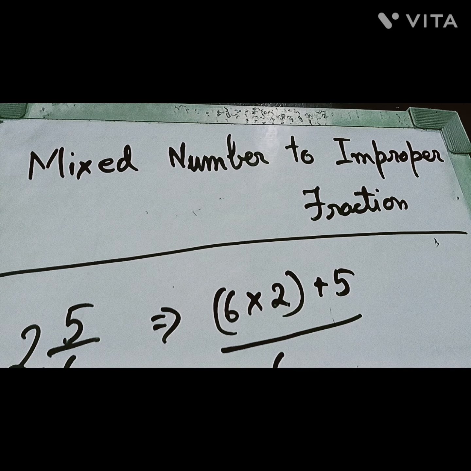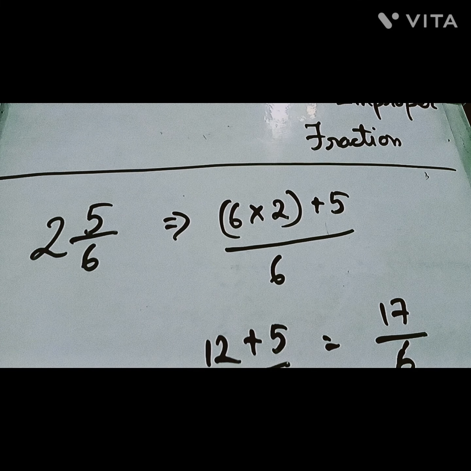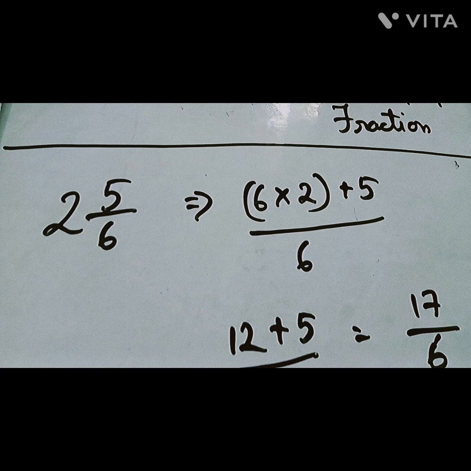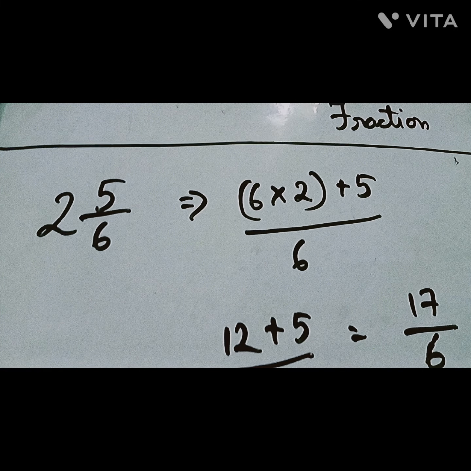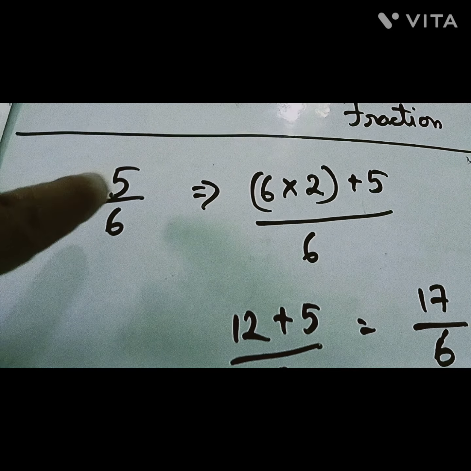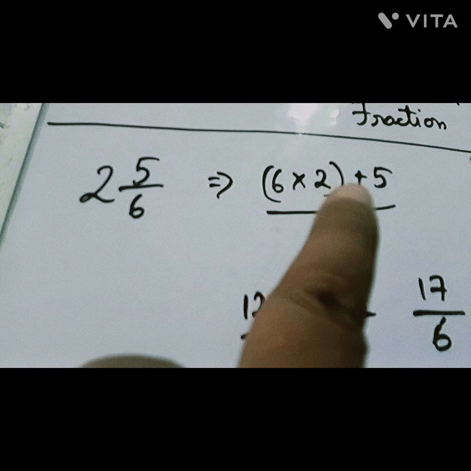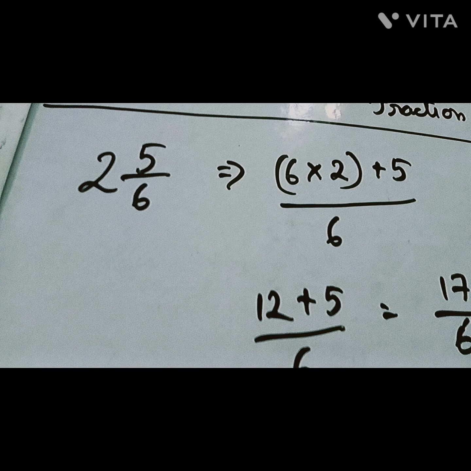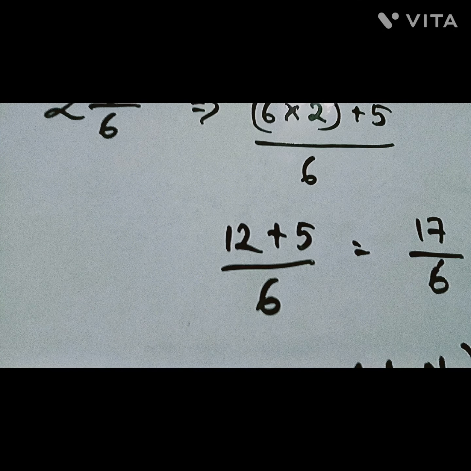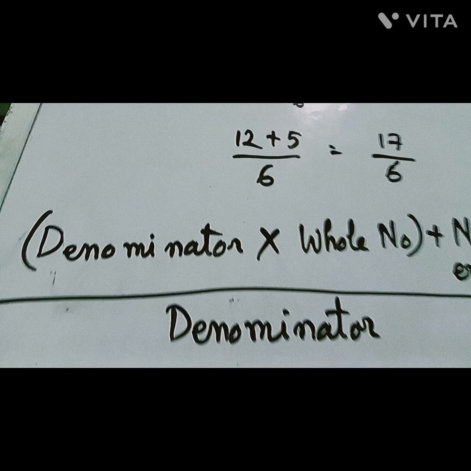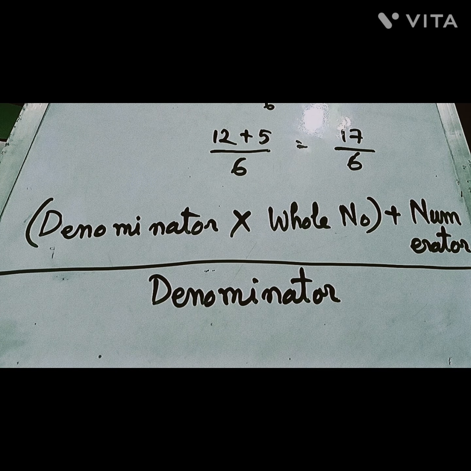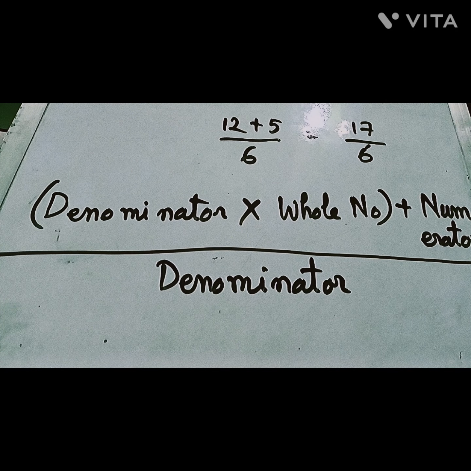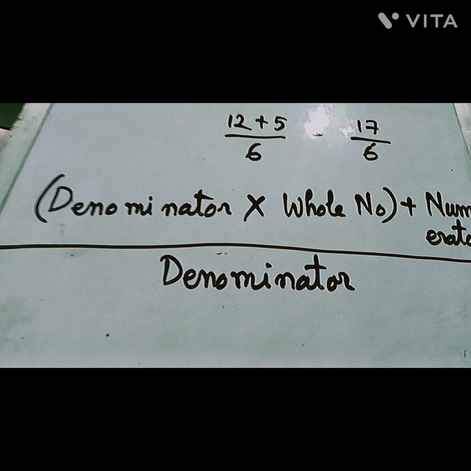Now to change a mixed number to an improper fraction, suppose the number is 2, 5 by 6. 2 is the whole number, 5 by 6 is the fraction. To change the mixed number 2 5 by 6 into an improper fraction, we multiply the denominator into the whole number plus the numerator, divided by the denominator. See, denominator into whole number, 6 into 2 is 12, plus numerator 5, that is 17, divided by 6. So you can write the formula: denominator into whole number within bracket, plus numerator, divided by denominator. So this is the improper fraction from the mixed number.